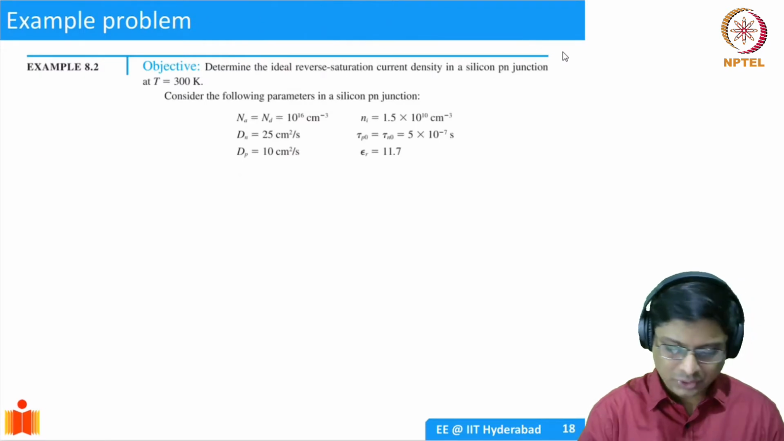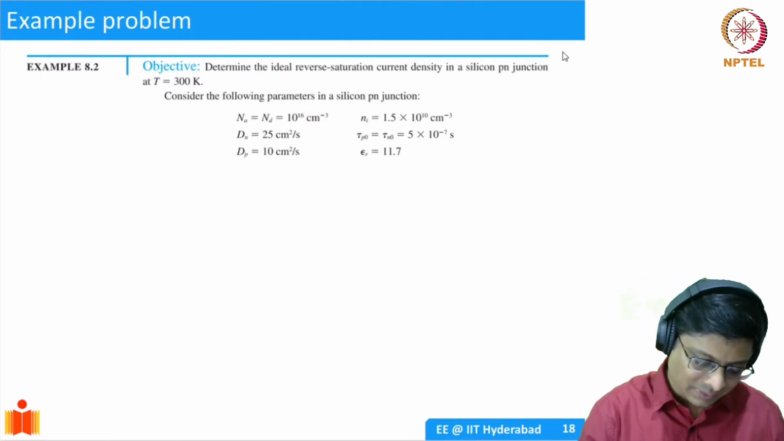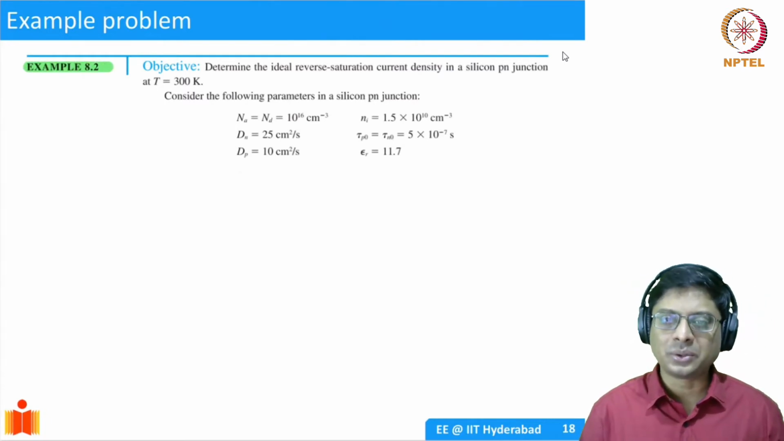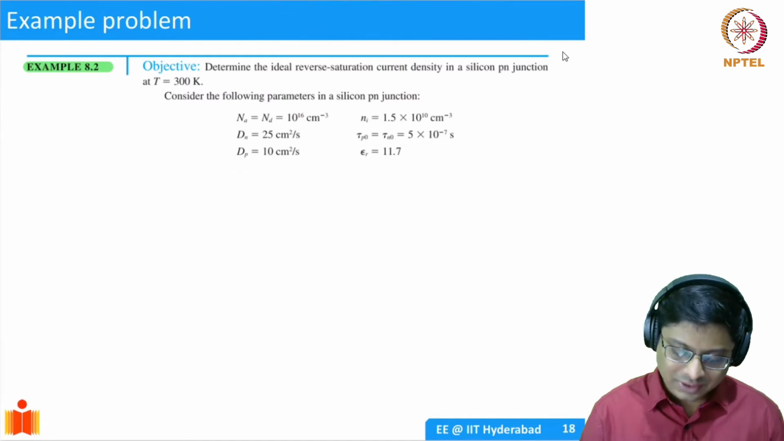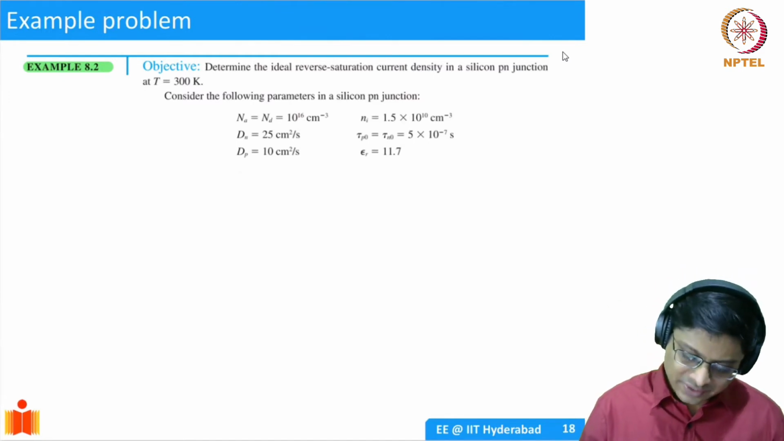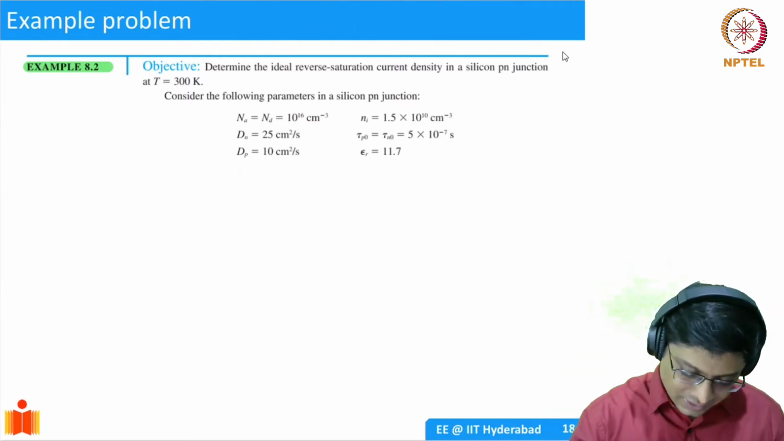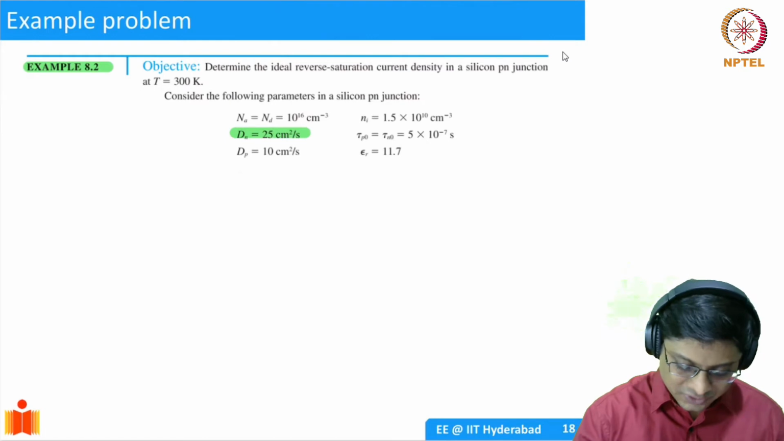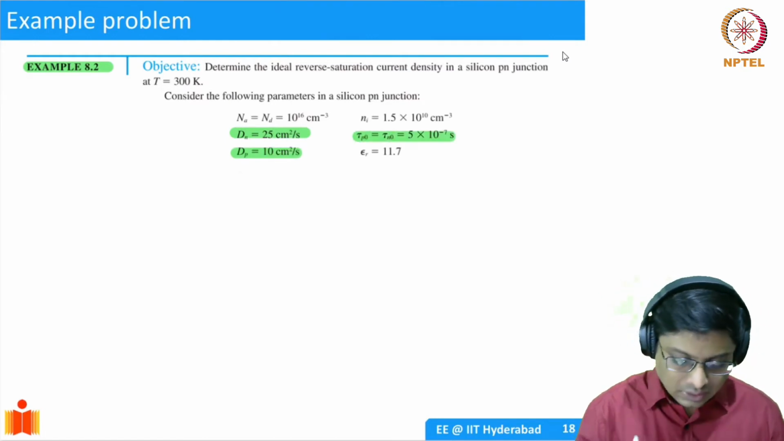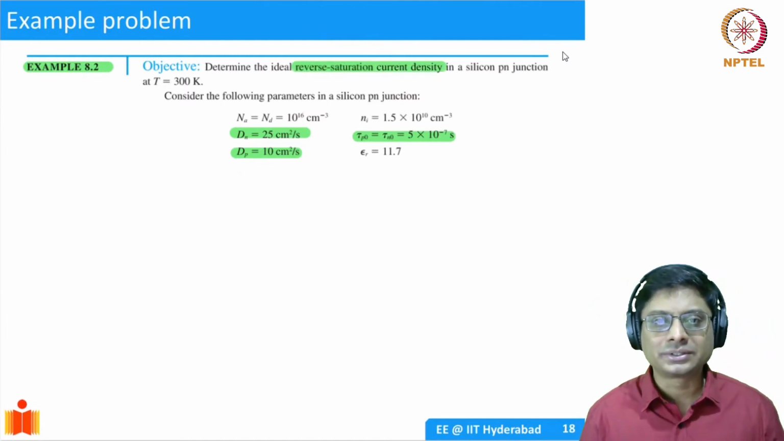Let's try to solve a small problem. I'm not going to fully solve it. This is from example 8.2 in the textbook. The solution is given, so I would like you to go back and do it by yourself. But let's just walk through the procedure right now. We are given a semiconductor with Na and Nd equal to 10 power 16. Ni is given, the diffusion coefficients are given, and the lifetimes, taus, are given. You're asked to calculate the reverse saturation current density. How much is it?